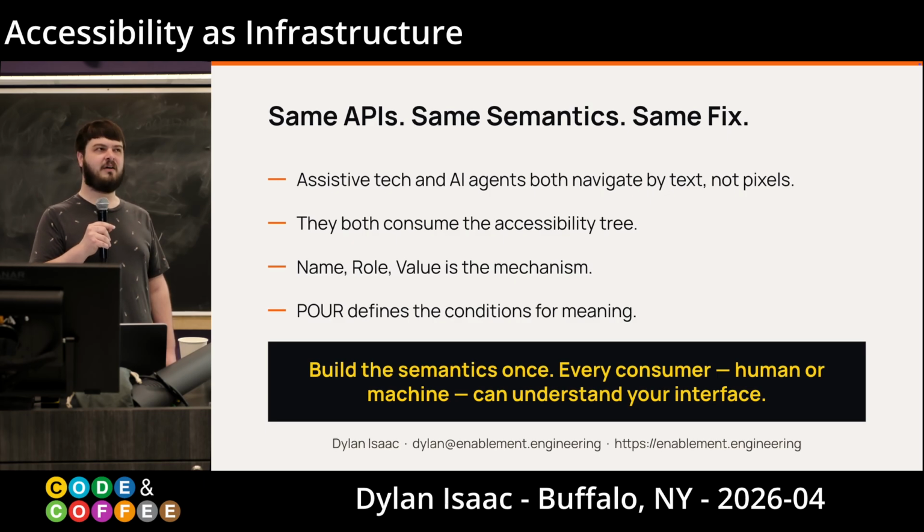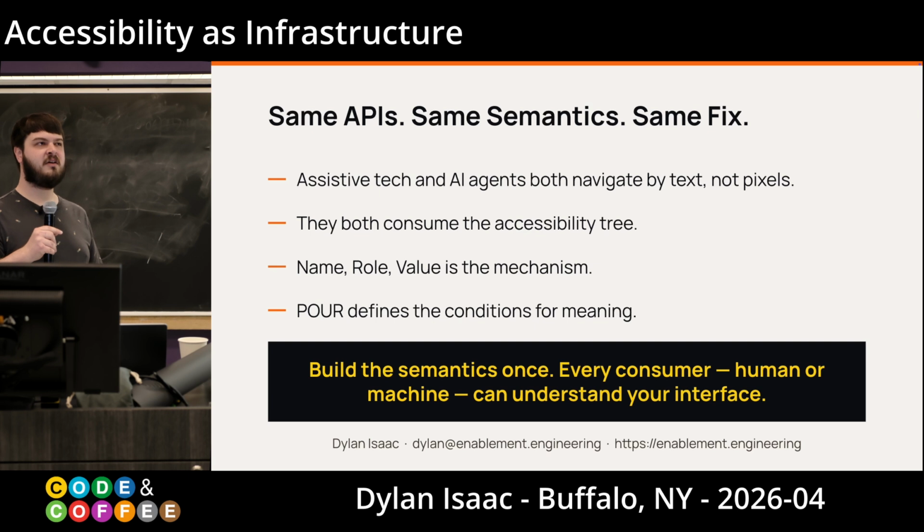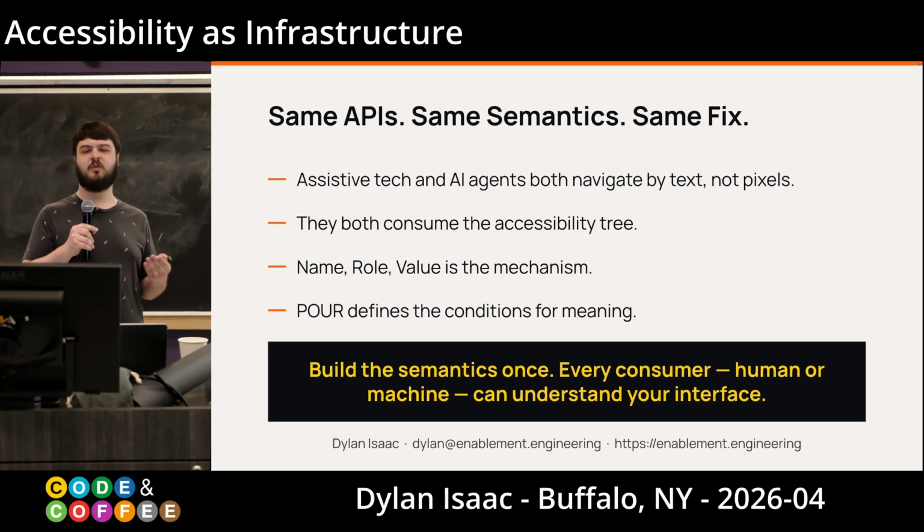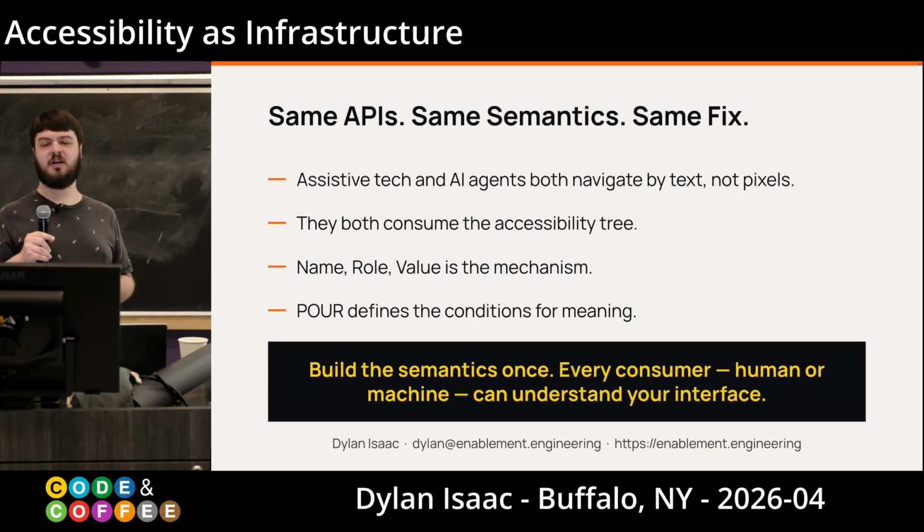you can ensure that accessibility is going to be working for both your disabled users and your AI agents as well. And perceivable, operable, understandable, robust shouldn't be thought of as merely a checklist or compliance, but should be thought of as the conditions in which meaning can be transferred across modalities. And if you can build the semantics once, every single consumer, human or machine, can understand your interface.